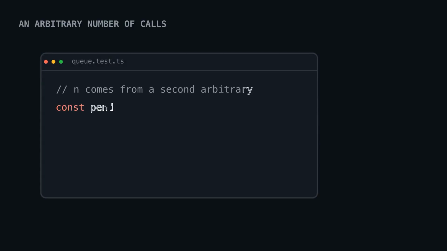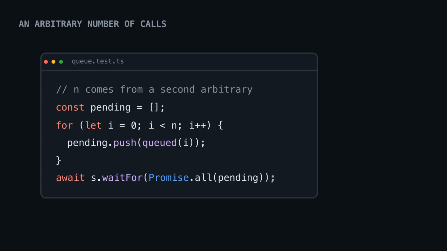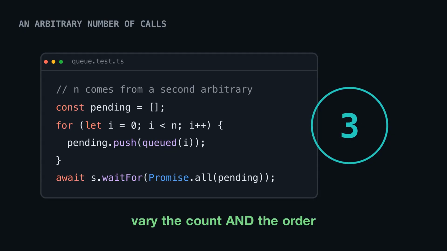But 2 calls is still a number we picked. Real code doesn't fire exactly 2, so we let fast-check choose. We generate a count with an arbitrary, say fc.integer, and loop that many queued calls, pushing each promise into a list, then wait for all of them. Now every run varies both the number of calls and the order they resolve. We've stopped handpicking the scenario. The test is exploring a space we could never type out by hand.